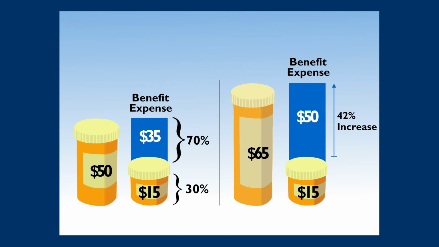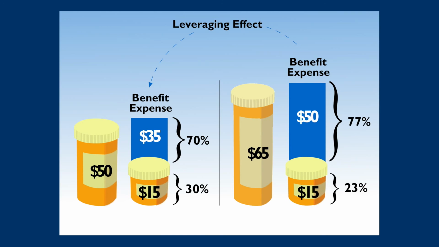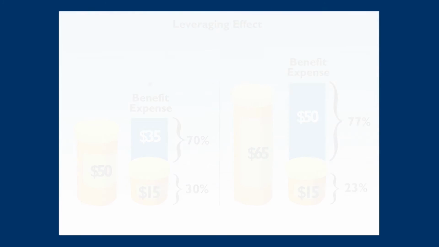A 30% increase in price has a 42% effect on the amount of benefits paid. That's a 12% leveraging effect because of proportionality. The member's copayment has not kept pace with the overall cost. The member's percentage of the prescription cost actually dropped from 30% to 23%. That's the impact of leveraging.